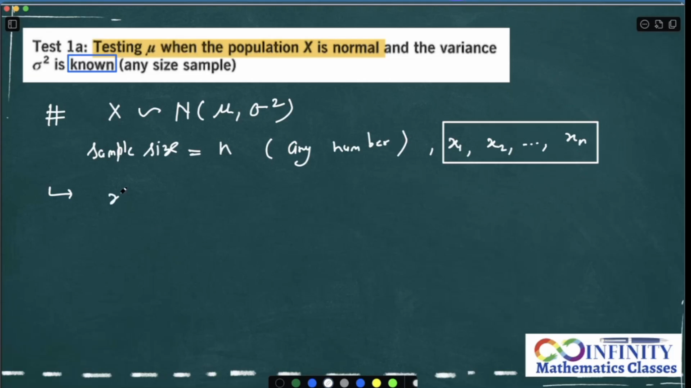In that case, the sample mean, let us denote them by x bar, is also going to be normally distributed with the same mean mu and the variance sigma square by n. So given that sample size equals n can be any number. N can be any number, and it is the situation when it is given to you, population is normal.